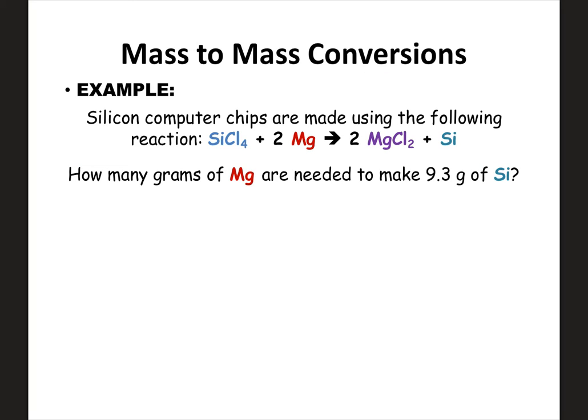Here's your chance to try one of these on your own. In this problem, it tells you silicon computer chips are made using this reaction. Sometimes you're given the reaction here. Sometimes, if you might not be able to predict the products correctly, you're just given the equation, so you just use it. This problem wants to know how many grams of Mg are needed to make 9.3 grams of silicon. You can pause the video, try this, and when you rejoin the video, you'll see the complete solution so you can see how you did.